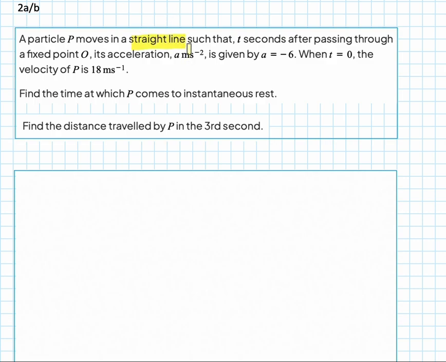Next question. A particle is moving in a straight line. The acceleration is given, minus 6. When t is equal to 0, we have a velocity of 18. So take note of those aspects. They'll be dealt with properly in a moment, but separately too. So we define a time in which P comes to instantaneous rest. So think about it. At rest, it means that it has stopped moving. So velocity will equal 0.